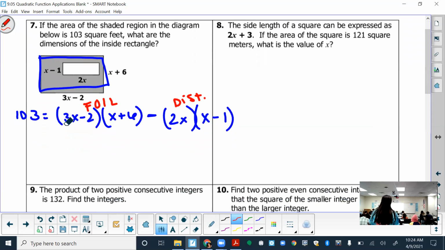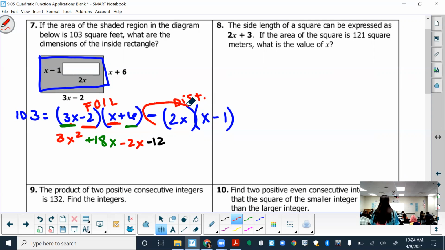When I FOIL this out, what are the first terms multiplied together give me? 3x times x. Good. The outer numbers, so 3x times 6. Good. Inner numbers. Good. And last numbers, negative 2 times 6 is negative 12.